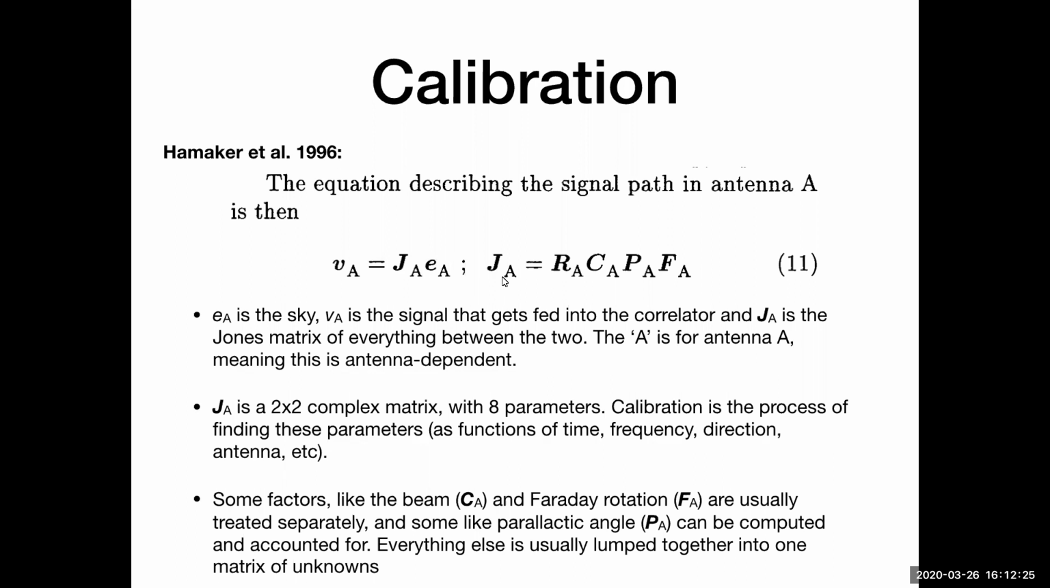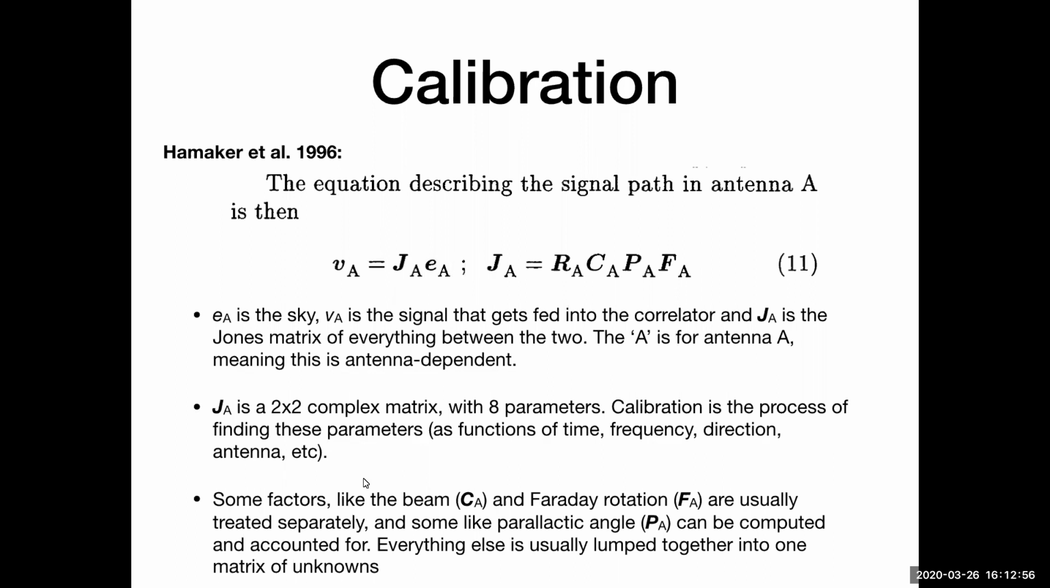So the Jones matrix is a 2x2 complex matrix, and so that gets you 4 complex numbers, giving you 8 parameters. And so in principle, we need to solve for all 8 of these unknowns to understand what transformation has been done to the data. And then we can potentially invert that, take the measurements and invert it to get the actual sky signal, so that we know what the signal was originally.